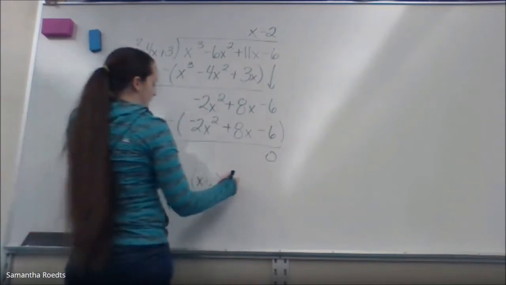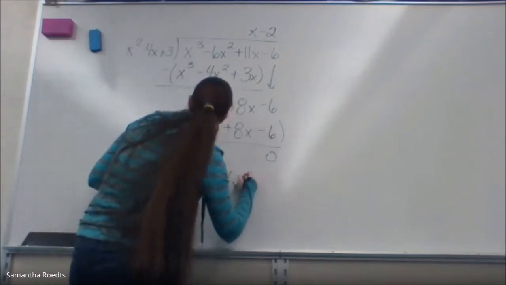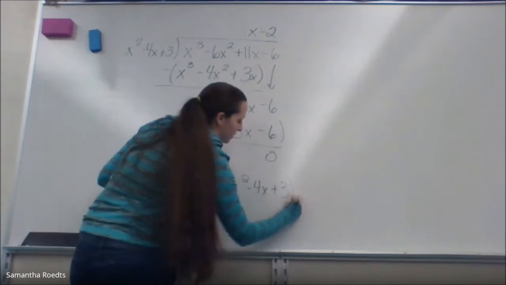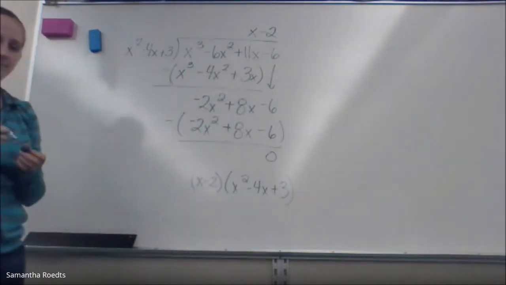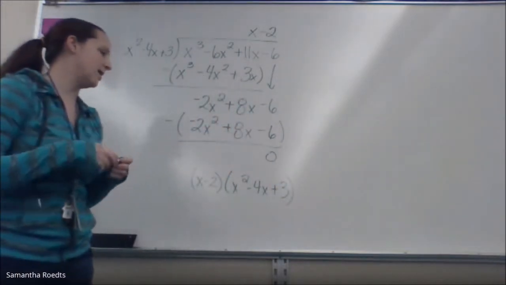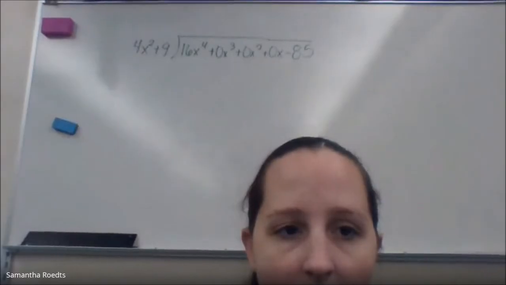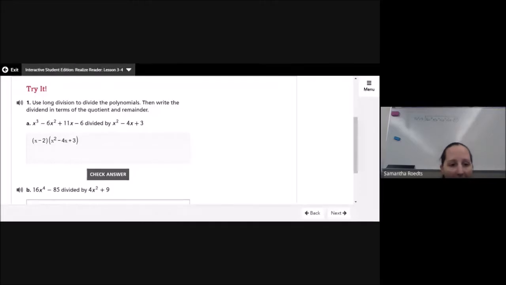And then I can multiply that times my divisor. So I get x minus 2 times x squared minus 4x plus 3. All right, so number 1, I get x minus 2 times x squared minus 4x plus 3.